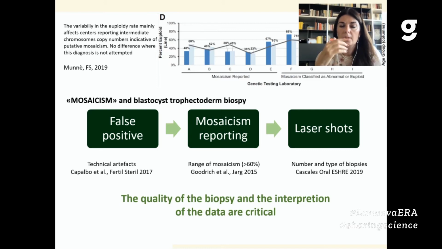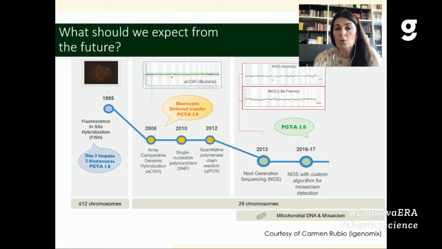So let's go on saying that the quality of a biopsy and the quality of the interpretation of the data are really crucial in a PGT-A program. And we know that technology is very important because we already made a lot of mistakes when introducing PGT-A. We know that day-3 biopsy was not the best. We know that FISH was not accurate enough. Then we moved to aCGH, blastocyst biopsy, and now next generation sequencing.